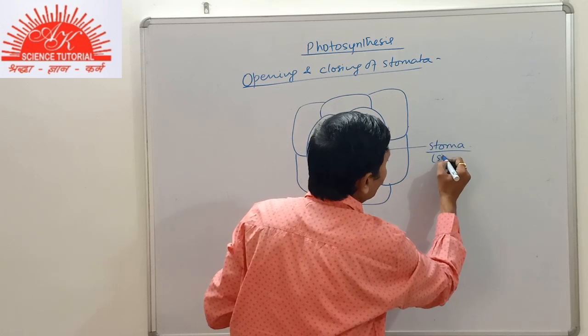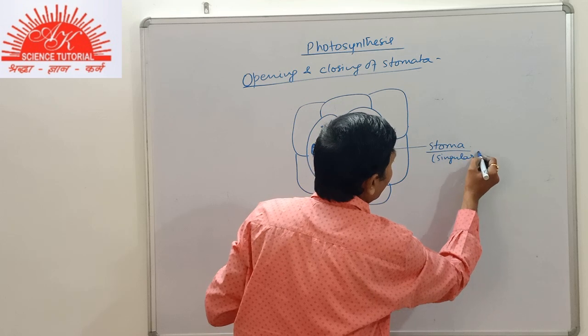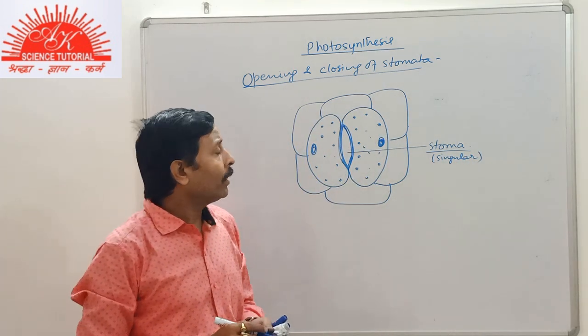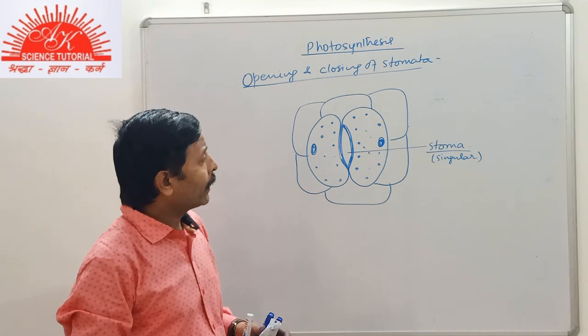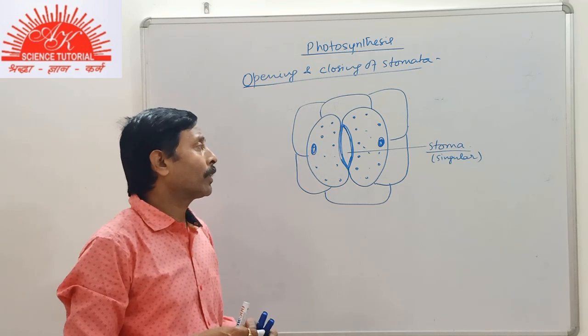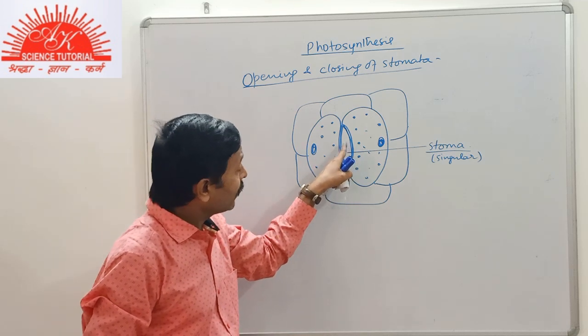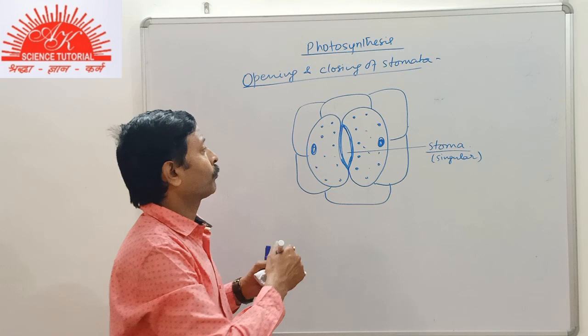Stoma is the singular word. We will not write stomata here because stomata is plural. While writing an explanation in the theoretical part, we use the term stomata collectively. But here for the labeling, we have marked a single structure, so it will be stoma.